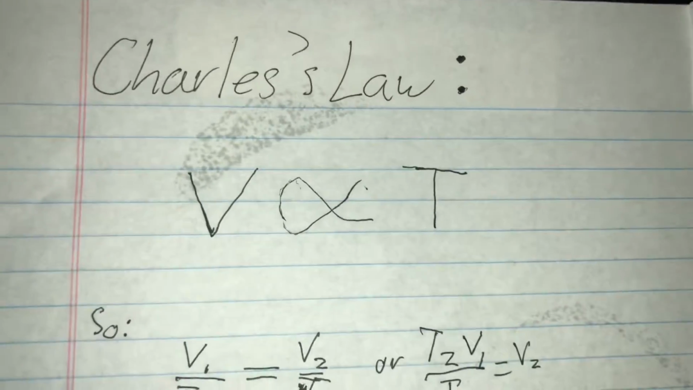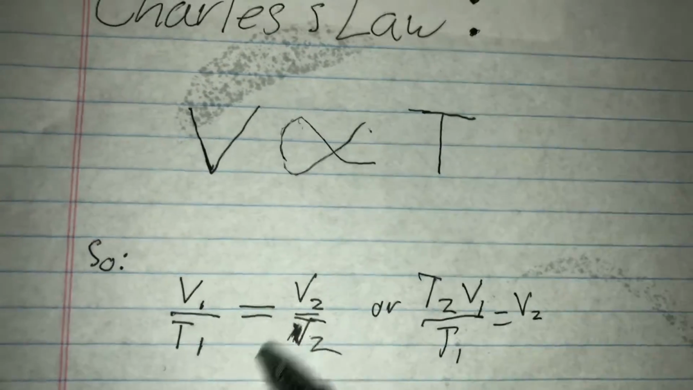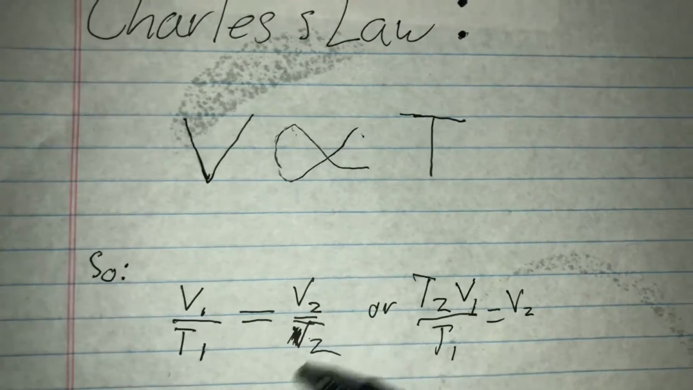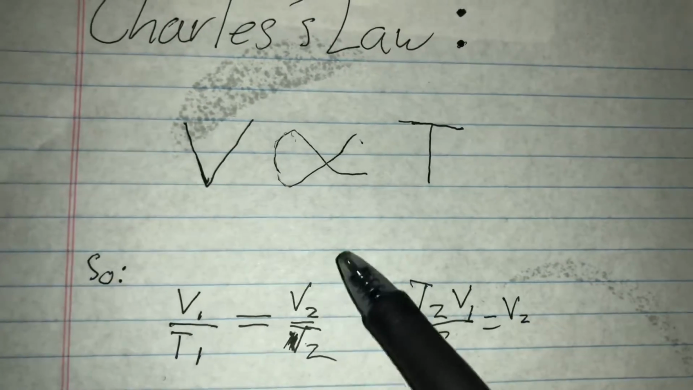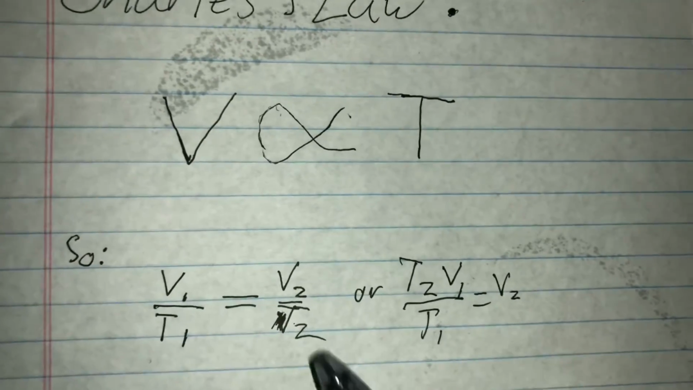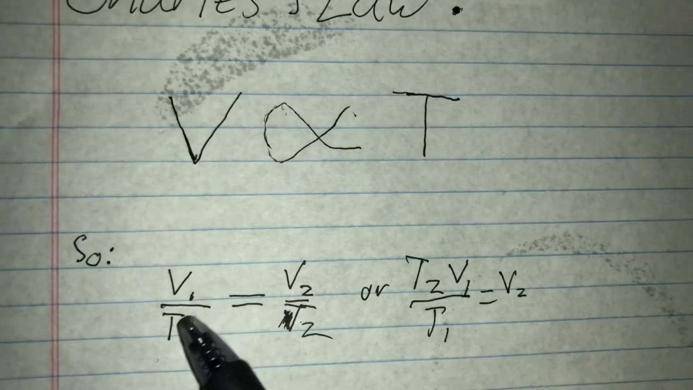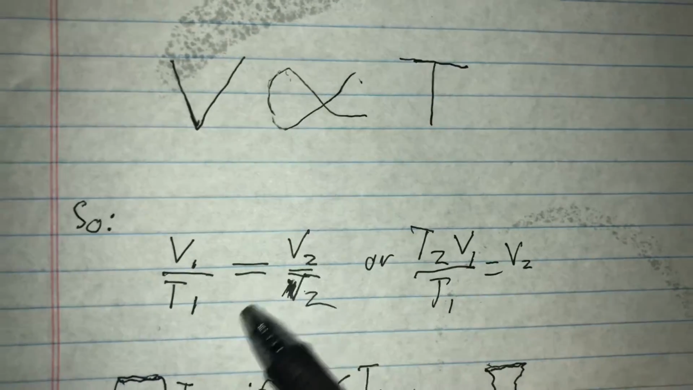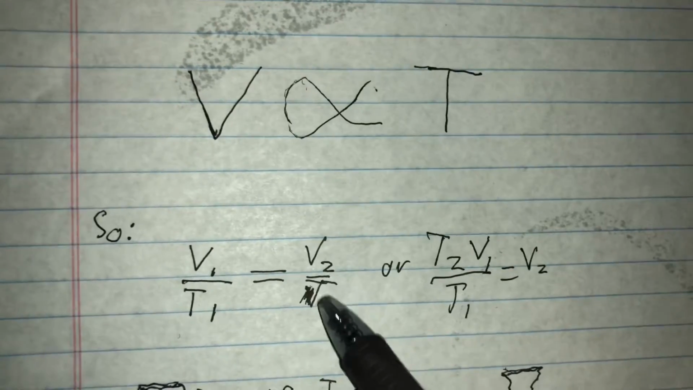Awesome. All right, so that means we can derive from that, in a system where the temperature or the volume are the only things changing, if the pressure and the number of moles of the gas are the same, then this is the relationship between volume and temperature. So you've got the initial volume over the initial temperature is equal to the final volume over the final temperature.